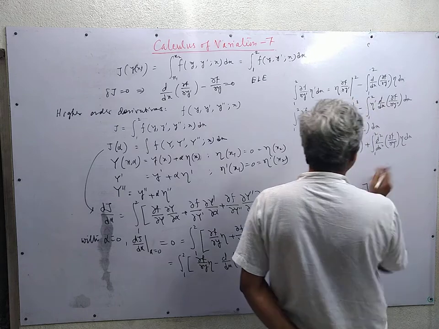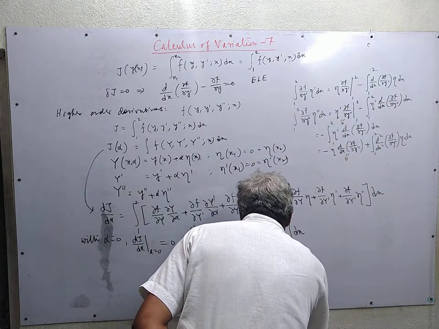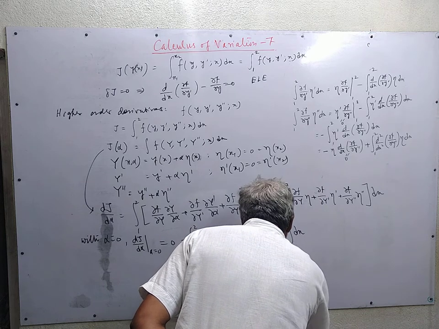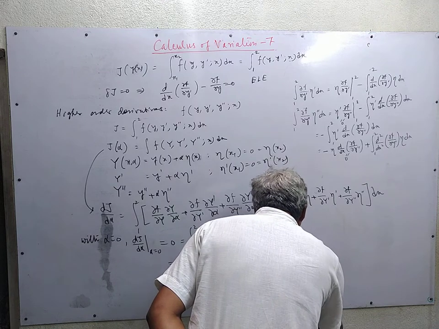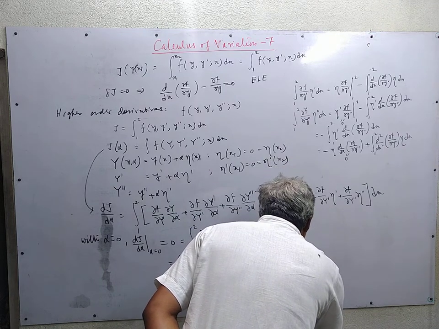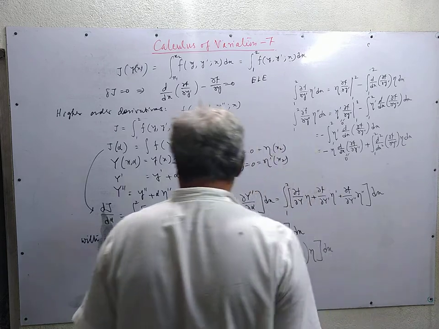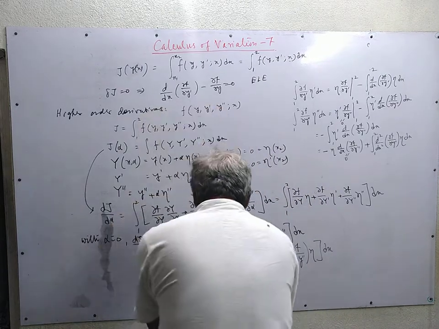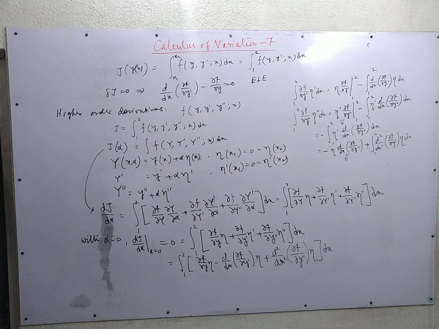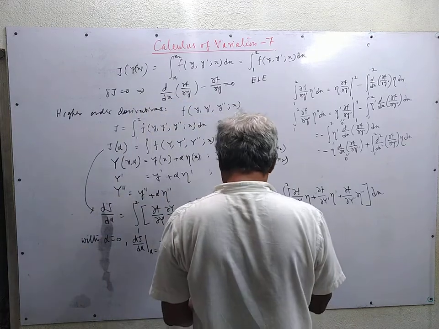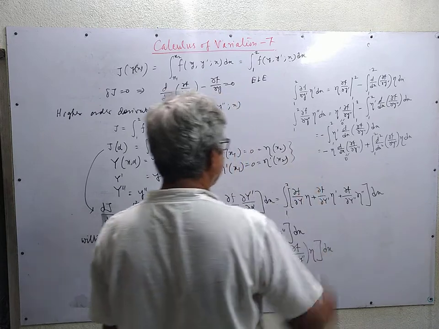The boundary term is again 0, so the contribution of the third term is the integral of d2 dx2 of del f del y double prime times eta dx. So the quantity within the bracket must be 0, because this integral is 0 for all etas which satisfy these conditions.